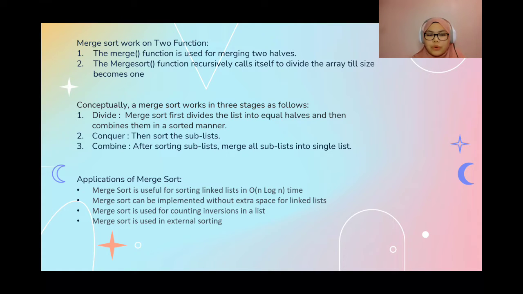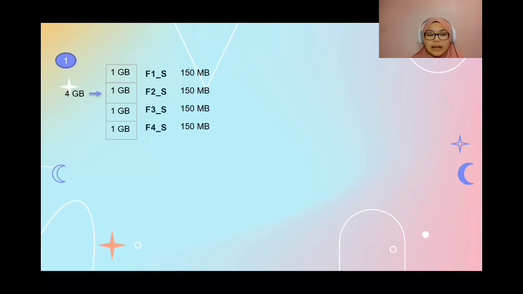So next we have a few applications of merge sort. First, merge sort is useful for sorting linked lists in O(n log n) time. Second, merge sort can be implemented without extra space for linked lists. Third, merge sort is used for counting inversions in a list. And fourth, merge sort is used in external sorting. So today I will be explaining external sorting, which is the fourth application of merge sort that I just said. For example, we are sorting 4 GB of data using only 1 GB of RAM.